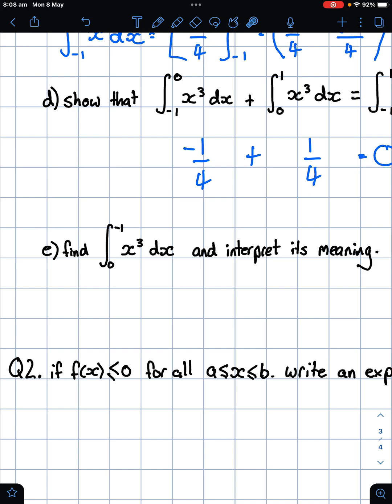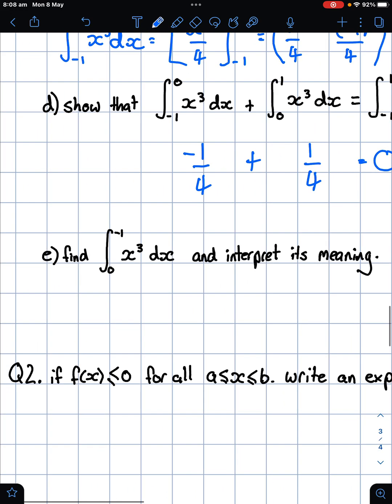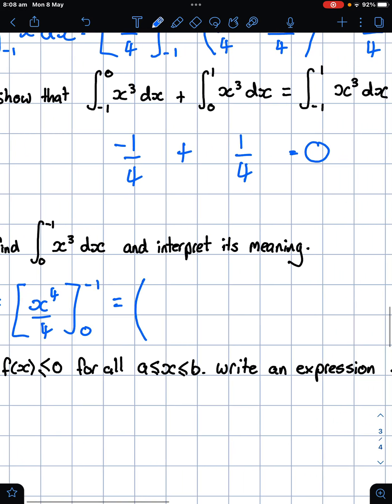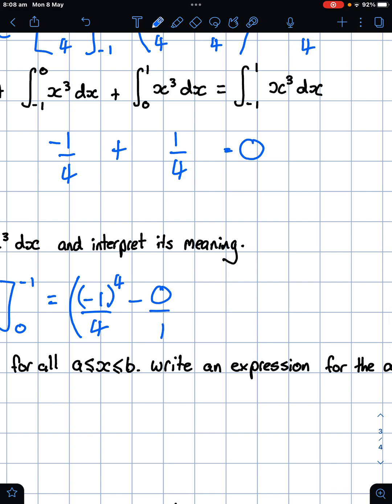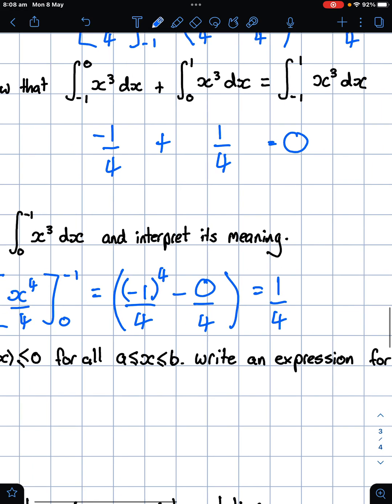Find the integral from 0 to -1 and interpret its meaning. So here we're looking at a lower bound to an upper bound. If we do this particular one, we've got x to the 4 over 4, and then we've got 0, -1. This means we're going to do -1 to the power of 4 over 4 minus 0 over 4 as our lower bound. So this is just going to equal 1/4.